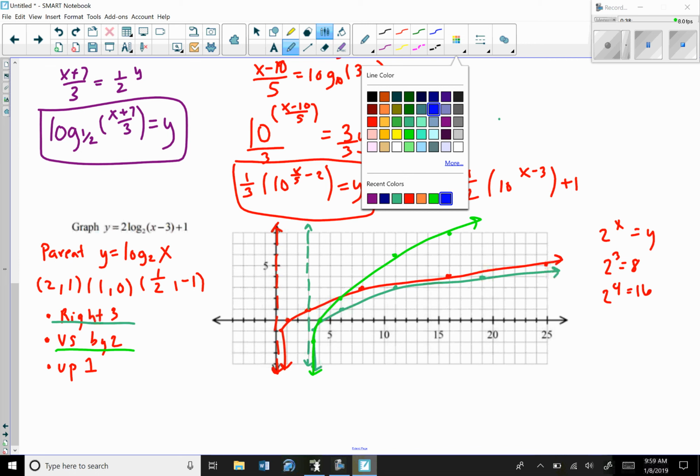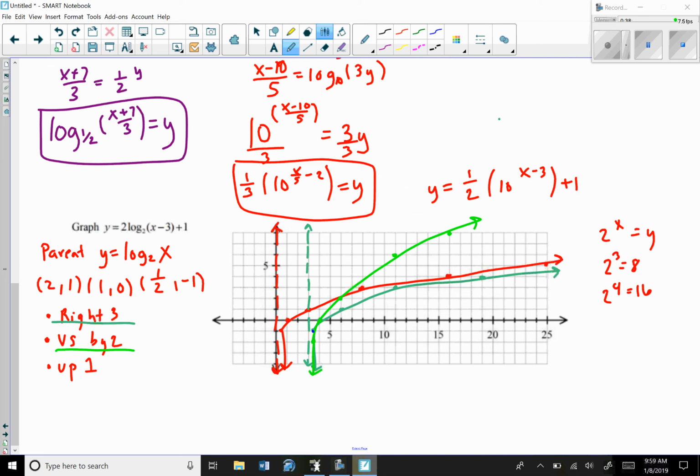And then the last part would be just to move it up 1. So this would move up to here, this moves here, and this would be off my graph up there. So this would be the transformations made to my parent graph, which is y equals log base 2 of x. The vertical asymptote is now at x equals 3, which means our domain is now from 3 to infinity. And of course, the range is all real numbers for our logarithmic function.